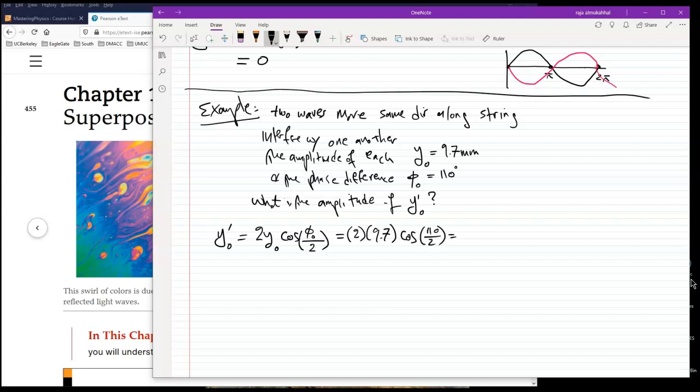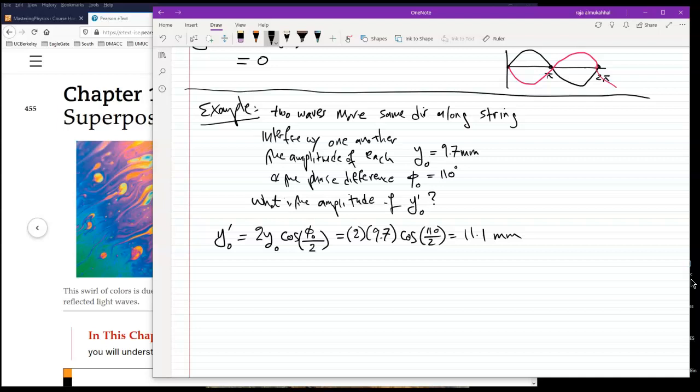Plug it in, and then when I do that, let me use my calculator. So we have here, I hope you're working with me. So we have here, what is it? Cosine 110 over 2 times 9.7 times 2 equals 11.1. So I'm going to get here 11.1 millimeter. There we go. So the resultant amplitude is larger than the 9.7, if you notice, right?